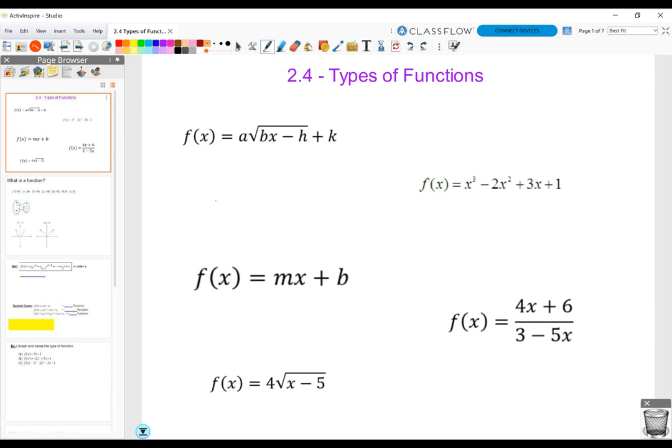Hi everyone, welcome to lesson 2.4, types of functions. In this lesson, we're going to review functions that you've seen already in your high school mathematical career, and we're going to look at some new ones as well. So let's go ahead and get started.